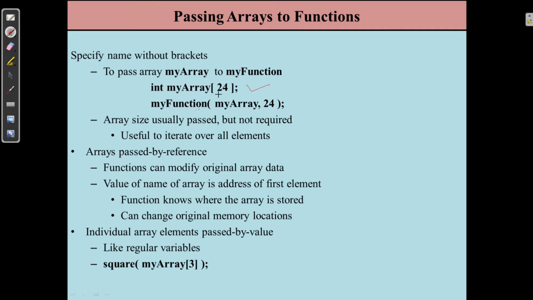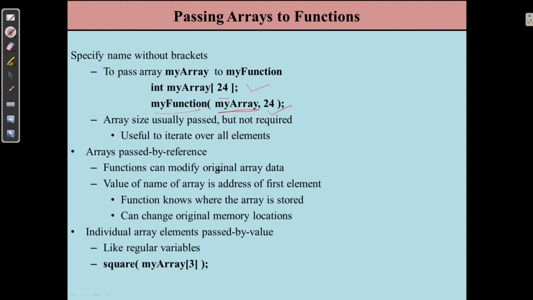So this is one method, like we have the name array, it is of type integer, my array is of type integer and size is 24, and this is my function. This function takes my array as an argument and side by side we pass its size also. So array size is usually passed but not required, so useful to iterate over all the elements.